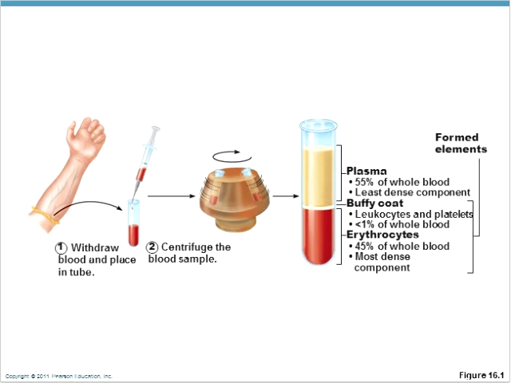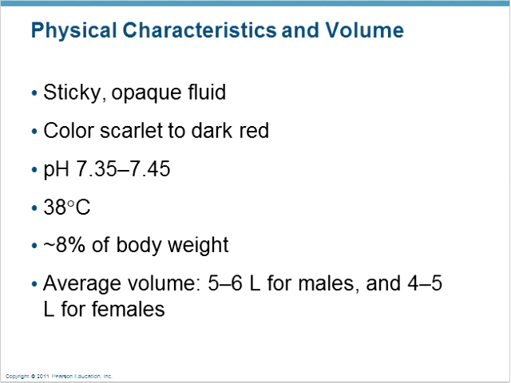This gives us a feeling that what we've just done is really the hematocrit we talked about. So we have the liquid portion, and then from the buffy coat down, we have the formed elements, the elements that make up the blood other than the liquid portion. The blood proper is a sticky, opaque fluid. Its color can be scarlet to dark red. It has a pH of 7.35 to 7.45, and the temperature is body temperature, 38 degrees centigrade.